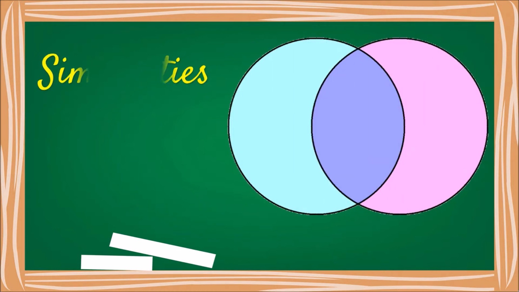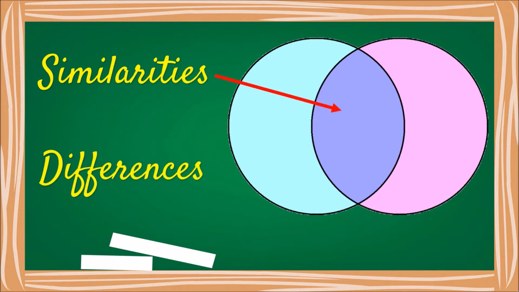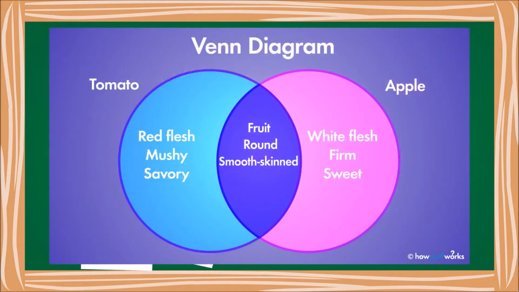Venn diagram is one of the most effective tools in showing similarities and differences. You can use a Venn diagram when you are preparing a comparison and contrast text. For example, in this Venn diagram, tomato and apple are being compared and contrasted. Tomato has red flesh, mushy and savory, while apple has white flesh, firm and sweet. They are both fruit, round and smooth skinned.